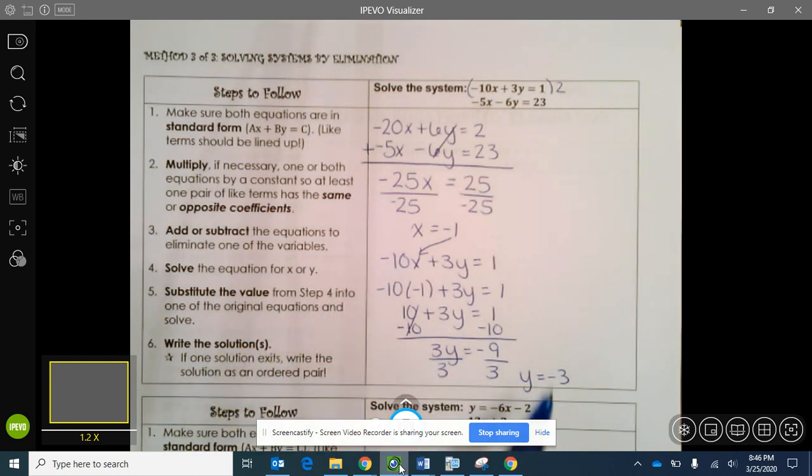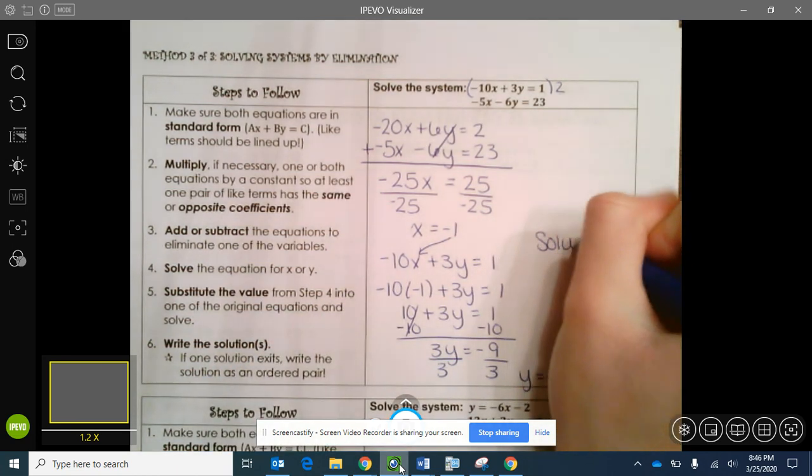So here's my x, here's my y. Write your solution as an ordered pair, x, comma, y.